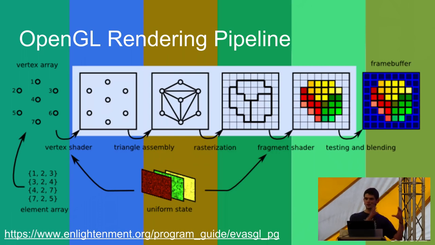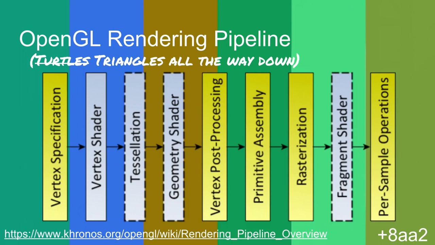But the important part to note is that we're starting with the shapes that we want, and we're translating those down through a bunch of stages, and there's actually more stages than this. We're starting with the polygons that we want to draw, and for each polygon, we figure out where it is. This is what the OpenGL guys currently list as the stages on the wiki. It's turtles, triangles all the way down.